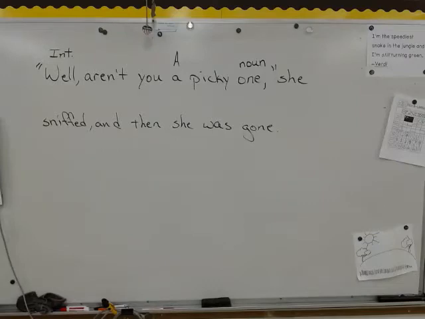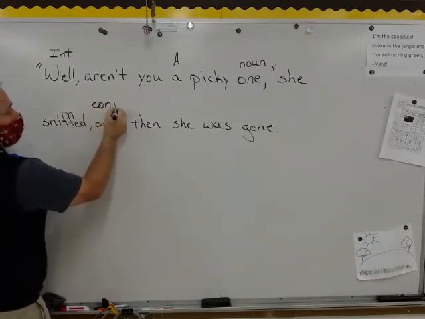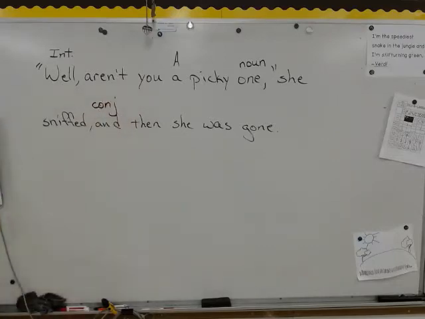Somebody give me another one. Sometimes it's not always a noun, but in this case it's a noun. What do you have? And is a conjunction. Okay, and is a conjunction. And remember, we can just do C-O-N-J for conjunction. Period behind it.